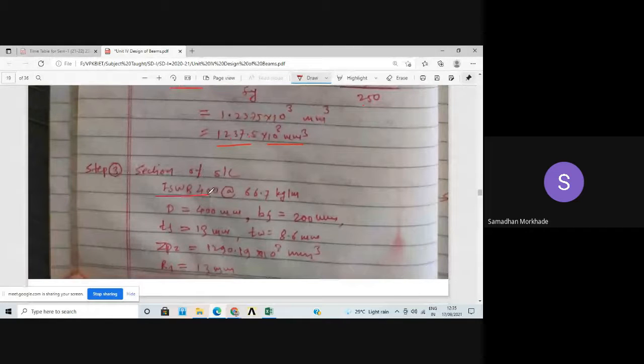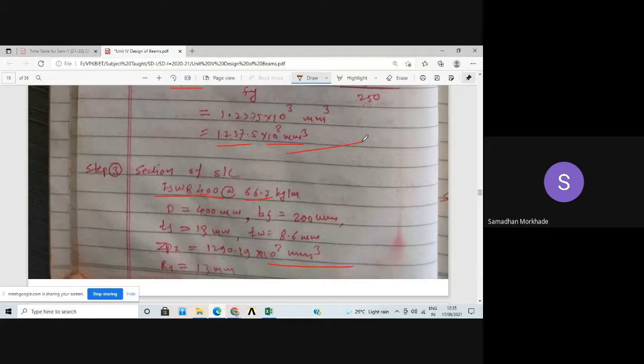So from that table, I have picked up ISWB 400, whose running meter weight is 66.7 kg per meter. ISWB means Indian Standard Wide Flange Beam, whose depth is 400, width of flange is 200 mm, thickness of flange is 13 mm, thickness of web is 8.6 mm. Zp is 1290, which is more than 1237, into 10 to the power 3.